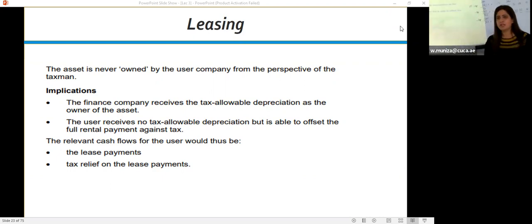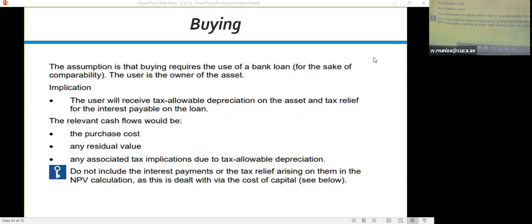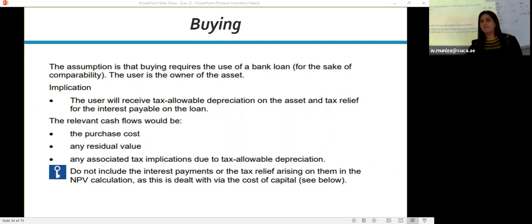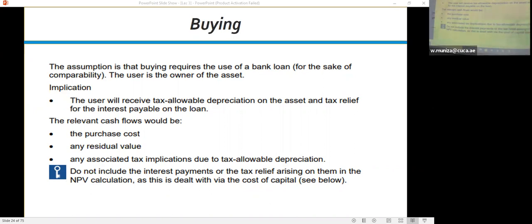So whatever lease payments he or she is giving to the owner, that is going to bring in tax relief. So the relevant cash flows in the case of leasing would be the lease payments and tax relief on those lease payments. So these will be the two cash flows if you are leasing an asset. On the other hand, if the asset is being bought, then the tax allowable depreciation will be there. You can have a scrap value at the end of selling the asset also. So in that case, the relevant cash flows will be the purchase cost, initial investment, any residual value, scrap value, and the associated tax implications due to the tax allowable depreciation.